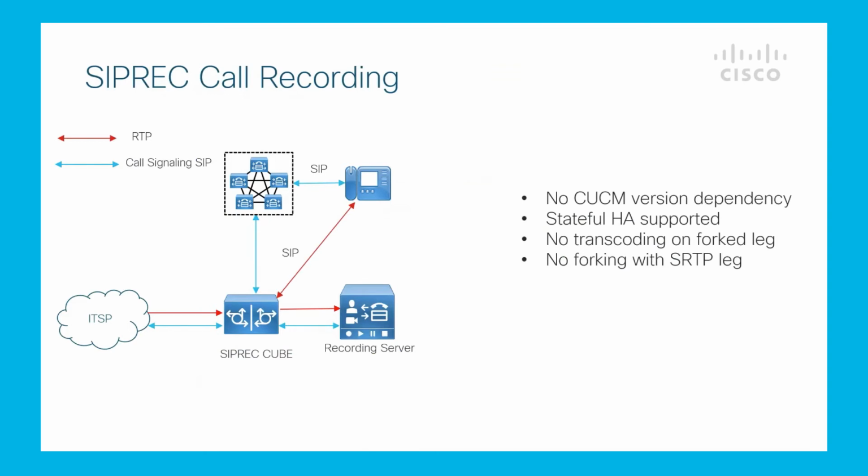Another method to record calls with CUCM is dial-peer-based SIPREC recording. In this method, CUCM is not involved in the decision to start the recording, and all calls flowing through the dial peer with the call recording profile will be recorded. Customer can have CUCM HA, and then calls will be preserved in case the active CUCM becomes unavailable. A couple of limitations to keep in mind are that transcoding on the fork leg is not supported, and we can only record call legs with RTP, not SRTP.